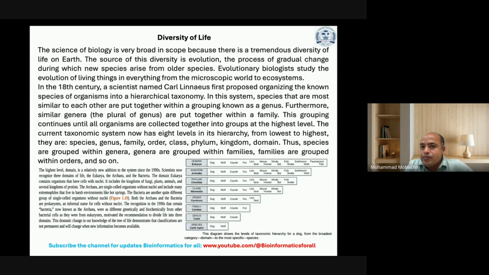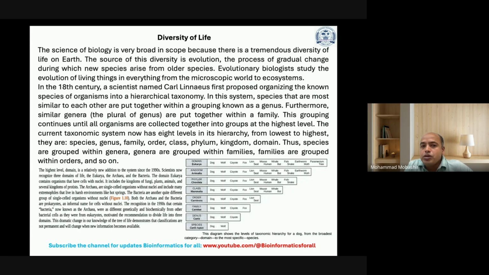In this system, species that are most similar to each other are put together within a grouping known as genus. Furthermore, similar genera, the plural form of genus, are put together within a family. This grouping continues until all the organisms are collected together in groups at the highest level.